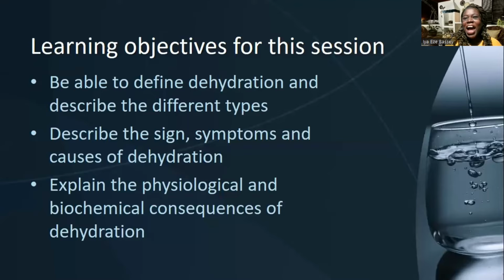So, what are our learning objectives for this session? I would feel that you should be able to define dehydration and describe the different types of dehydration, the different stages of dehydration. Then you should also be able to tell me the signs and the symptoms, what causes dehydration. And you should also be able to explain the physiological and biochemical consequences of dehydration.